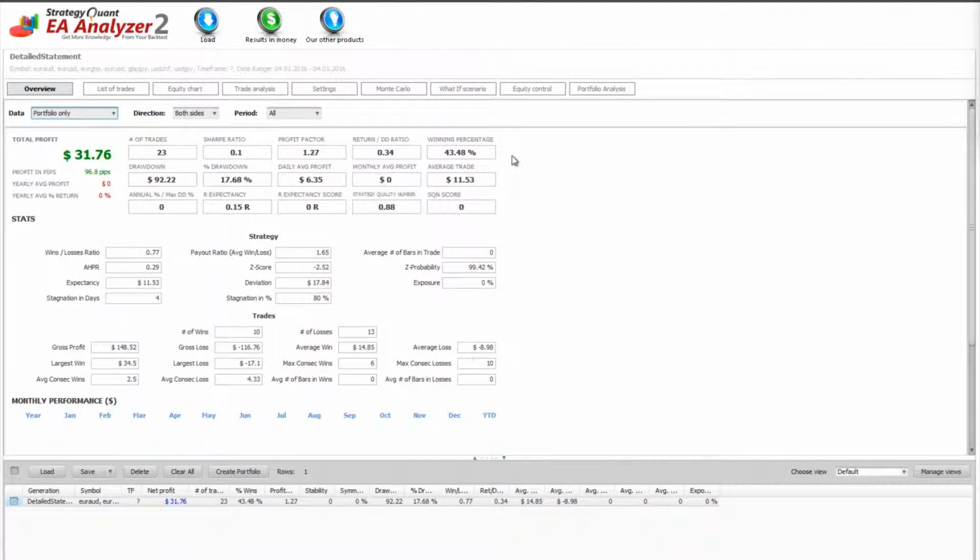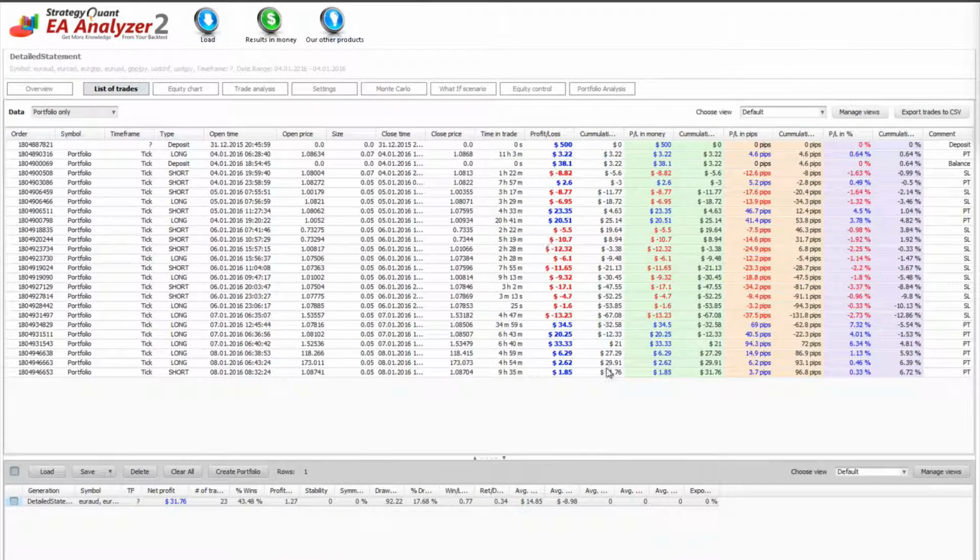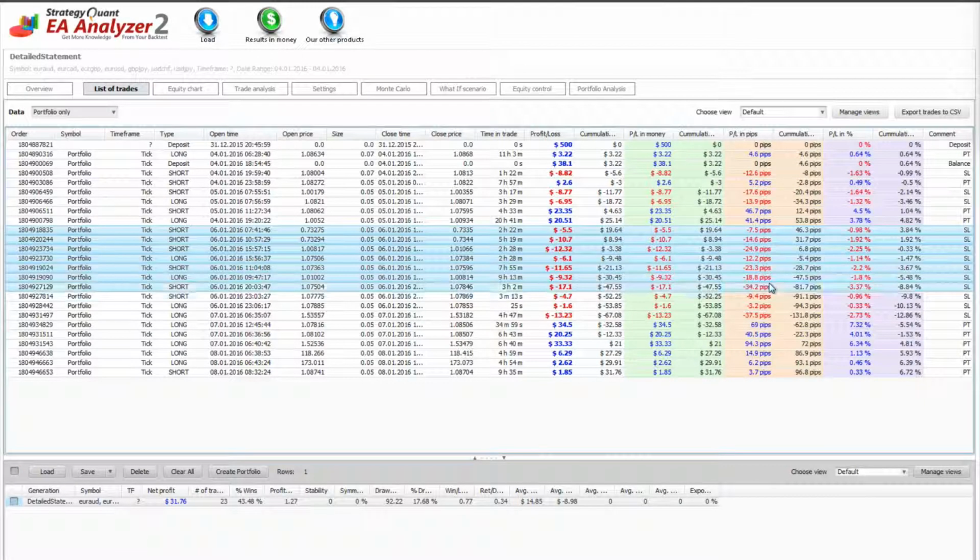So let's go through this software a little bit. We have this overview tab where you can see almost all of the necessary information: profit in pips and in currency, drawdown in percent and in currency, and winning percentage, profit factor. All of the necessary info is right here. Then you have list of trades, so you can see all of our trades.